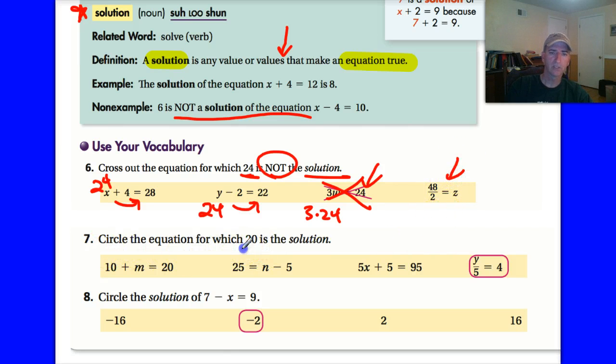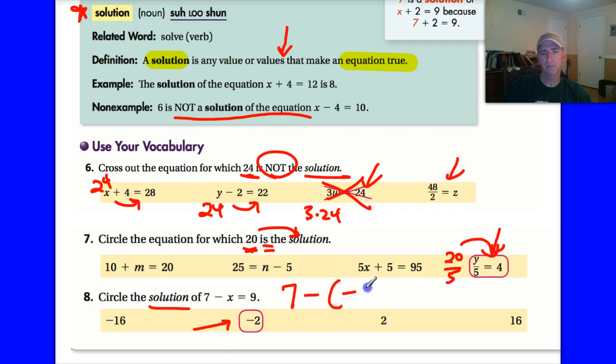Circle the equation for which 20 is the solution. So it is a solution. Right there, 20 divided by 5. Guess what? That's 4. That's true. Circle the solution of 7 minus x is 9. All right. You'll see they circled -2. If you recall your rules of subtracting integers, which you should know, if you subtract a negative number, boom and boom, it's the same thing as adding a positive. You'll need to be able to do that.